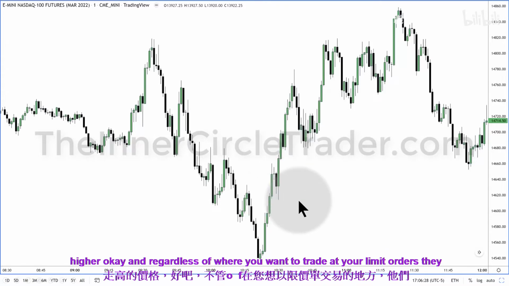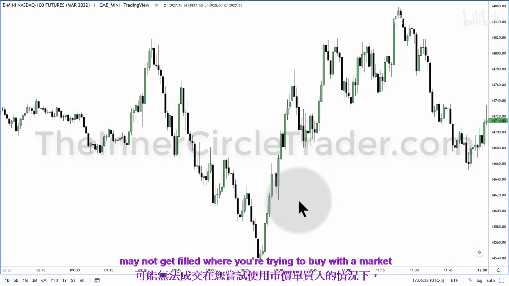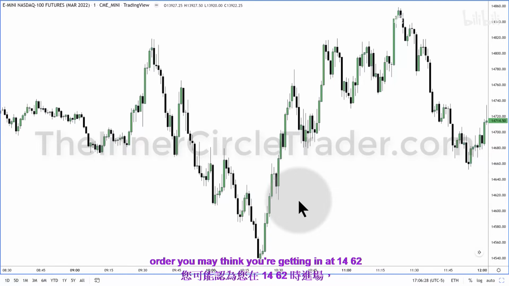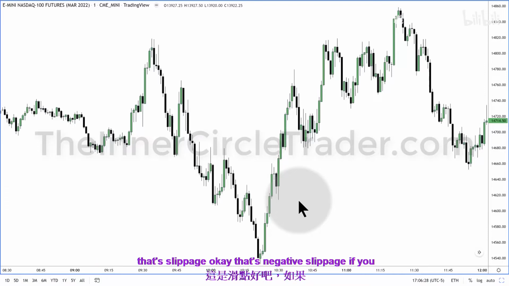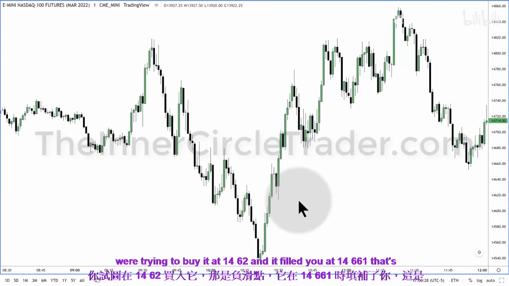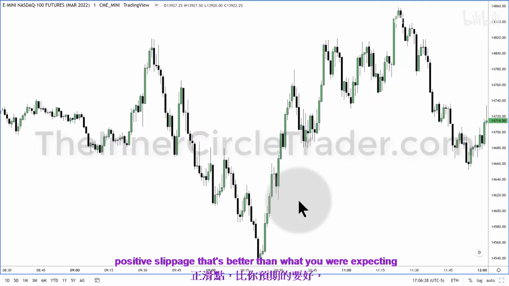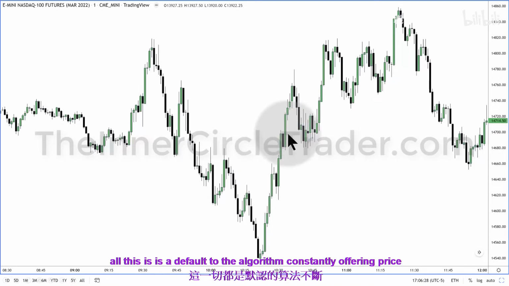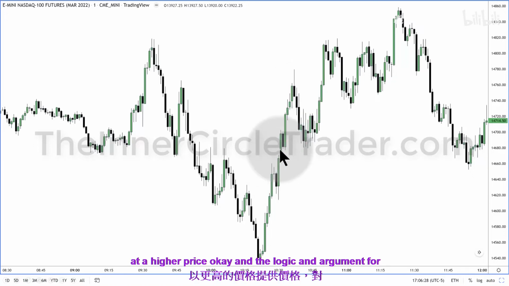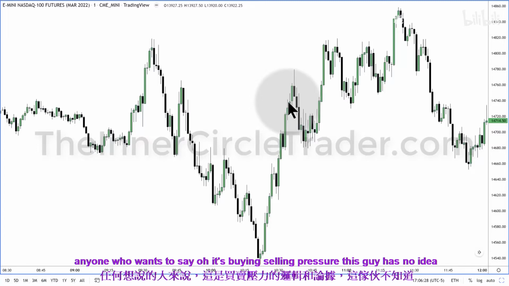And regardless of where you want to trade at, your limit orders, they may not get filled. Where you're trying to buy with a market order, you may think you're getting in at 14,662, but by the time your order is executed and confirmed, you're in 14,664. That's slippage. Okay, that's negative slippage. If you were trying to buy it at 14,662 and it filled you at 14,661, that's positive slippage. That's better than what you were expecting. So when the price starts to rally, all this is a default to the algorithm constantly offering price at a higher price.